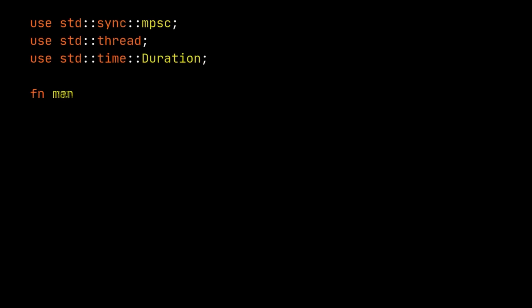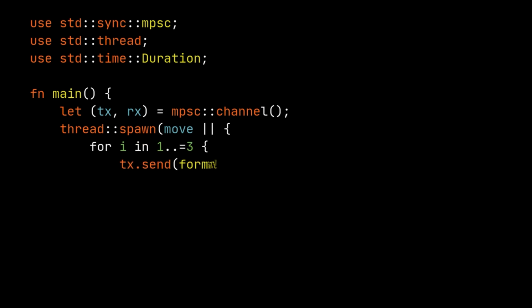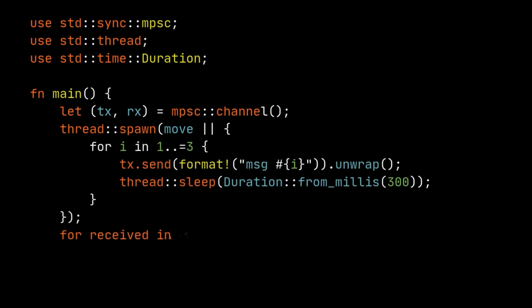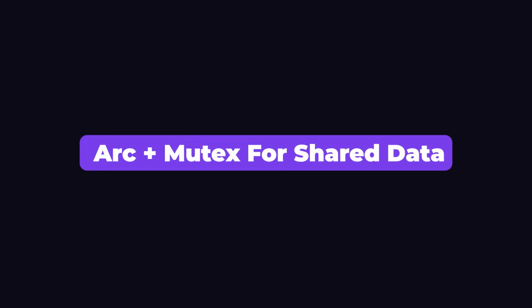As you can see, we have an example here of our threads being spawned, and we're sending a message with our format throughout them. Next, let's talk about Arc plus Mutex for shared data.